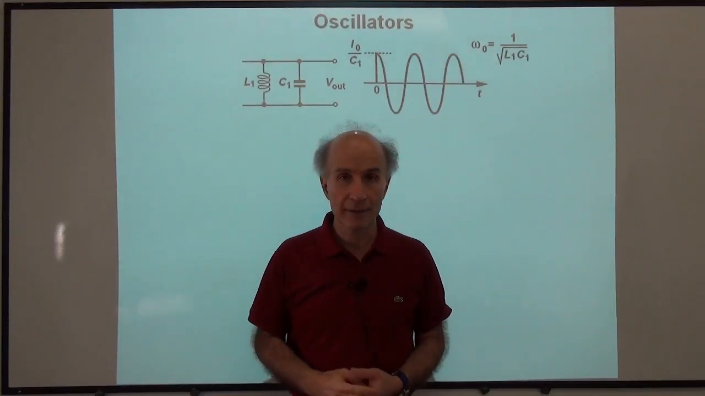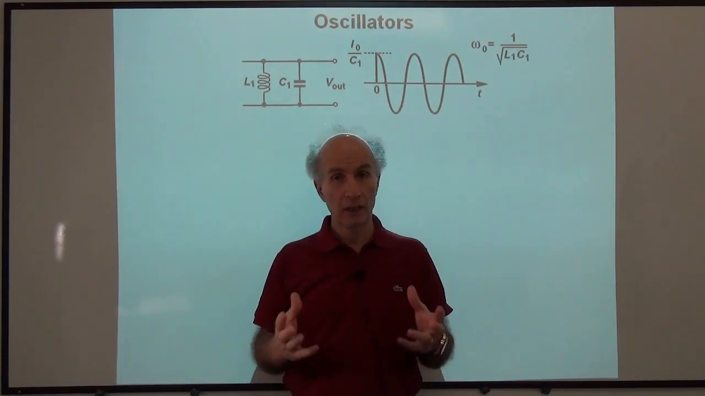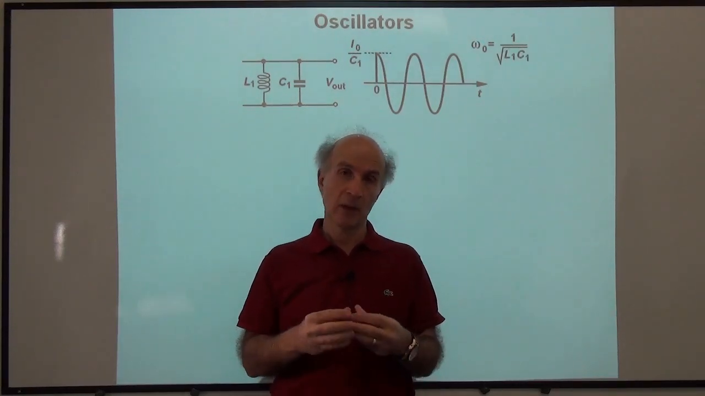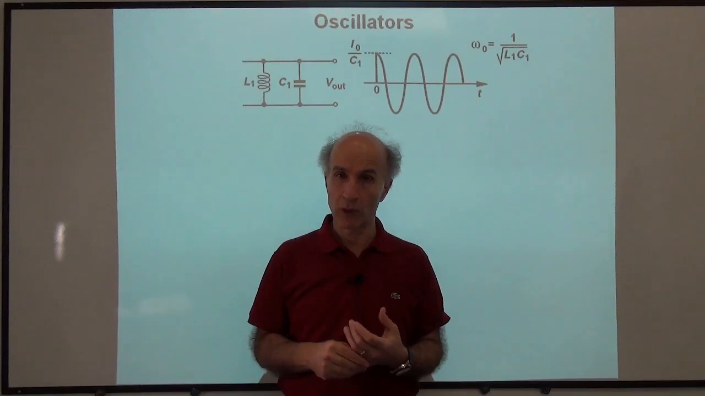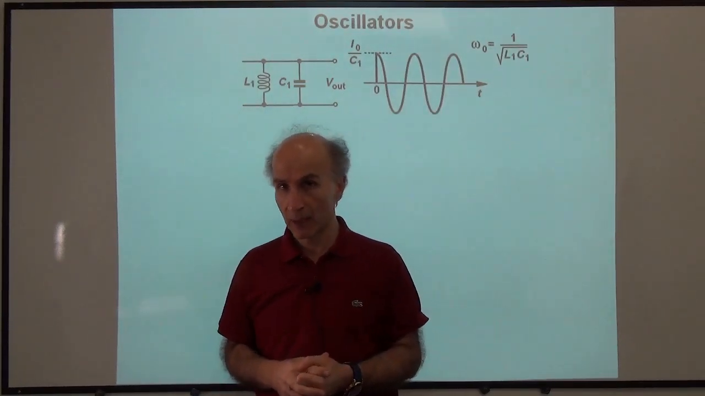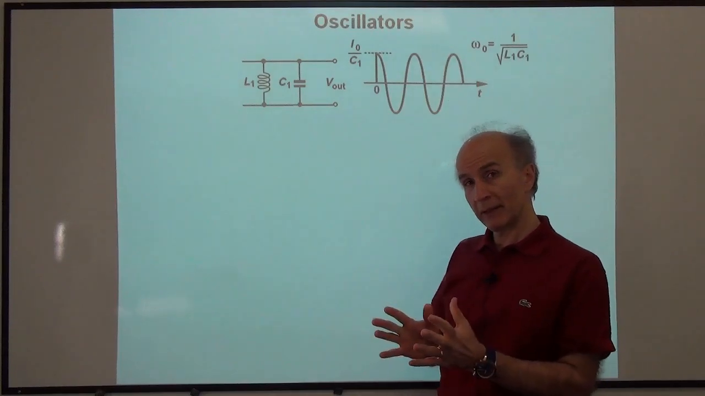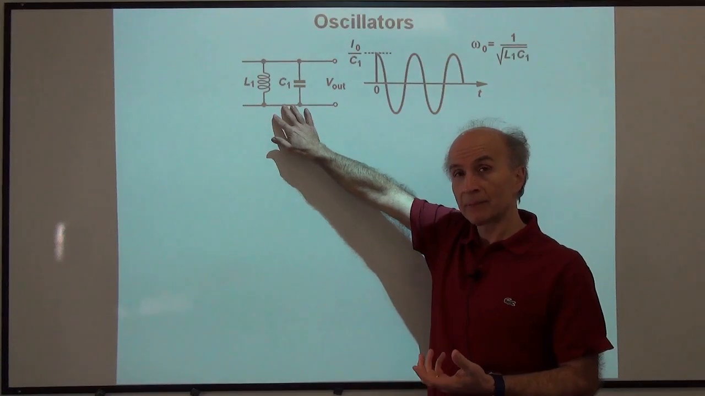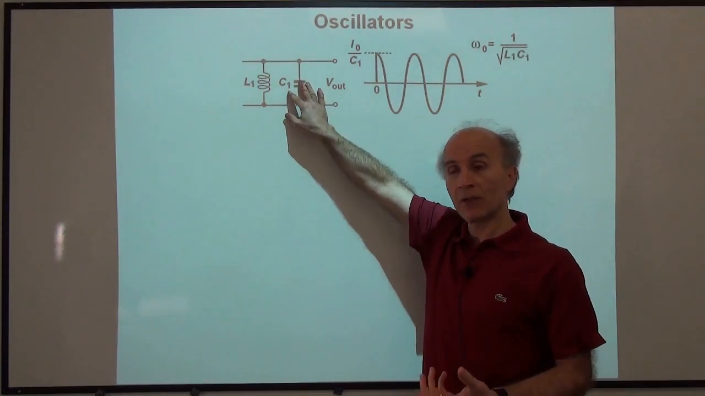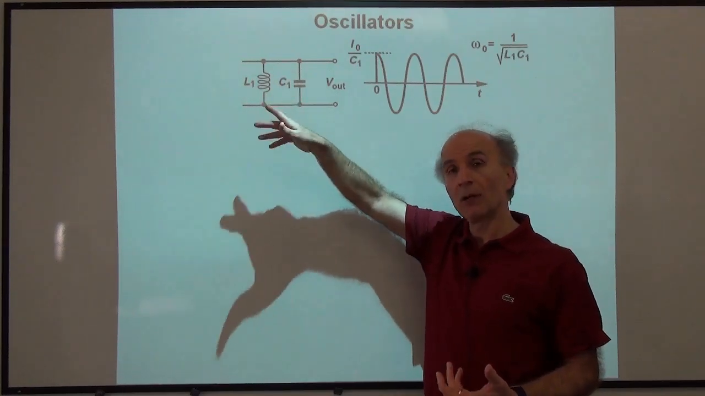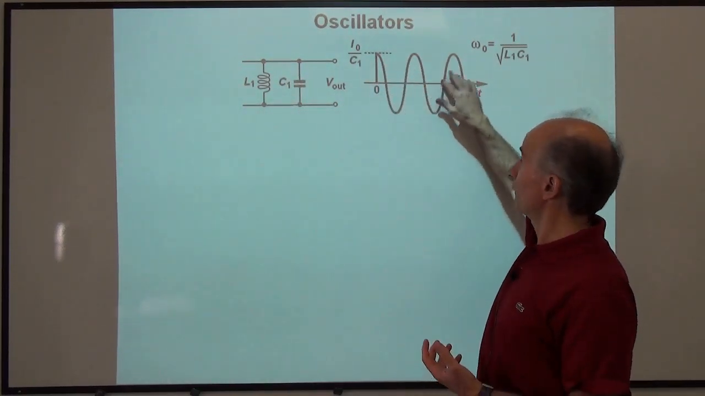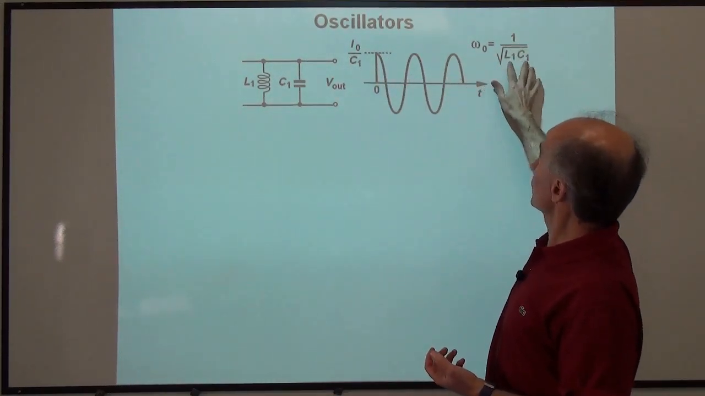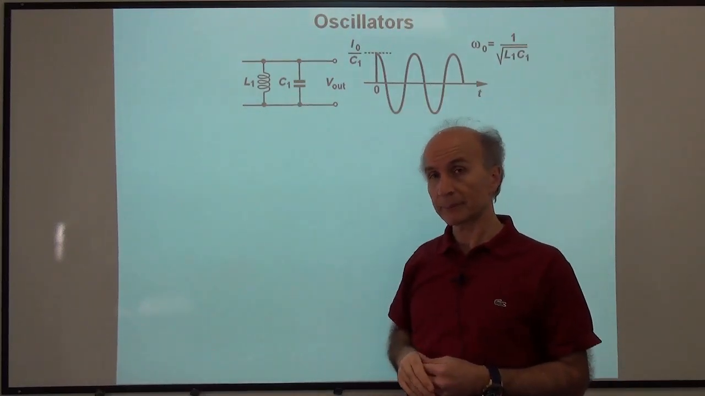Let's talk about oscillators and their application in real life. We talked a little about how we can create an oscillatory waveform when we talked about RLC circuits. We saw that if we have an ideal inductor and an ideal capacitor forming a parallel tank, and the capacitor has an initial condition, and we let the system go, we do generate a periodic waveform. And this periodic waveform has a certain frequency given by 1 over square root of L1 C1.